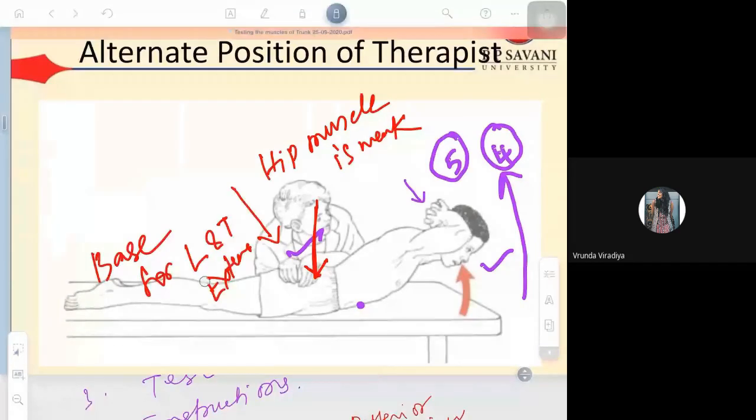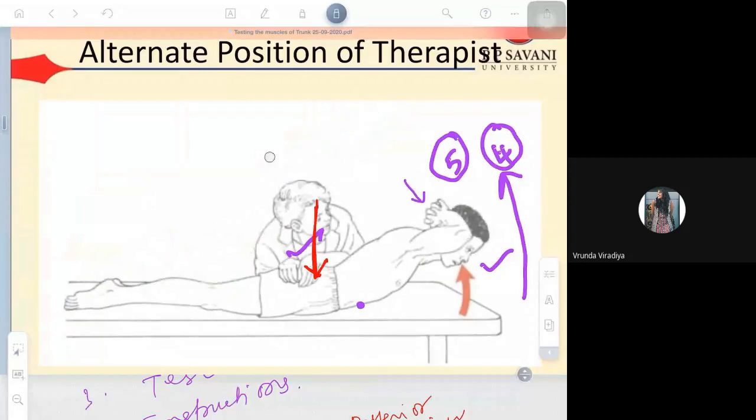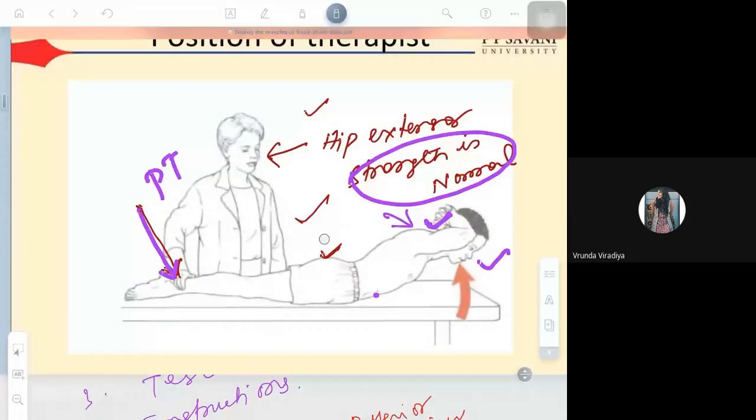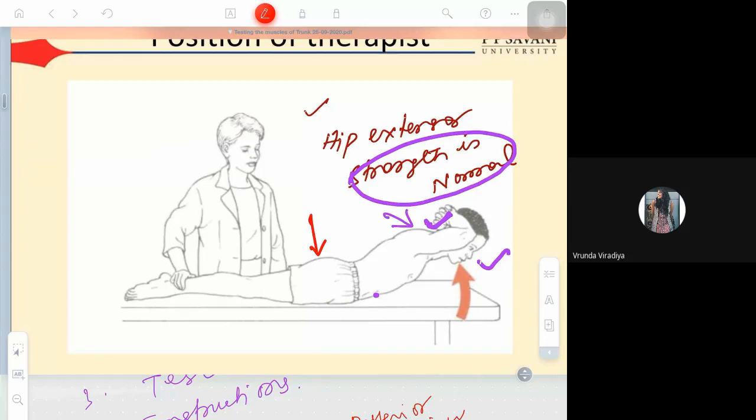So how normally, if the hip muscles are strong, then automatically it will be stabilized. Clear? If hip muscle is strong, the pelvis will be stabilized by itself, by the contraction of the gluteus maximus, during spinal extension. Clear? So that is what we are going to discuss now.